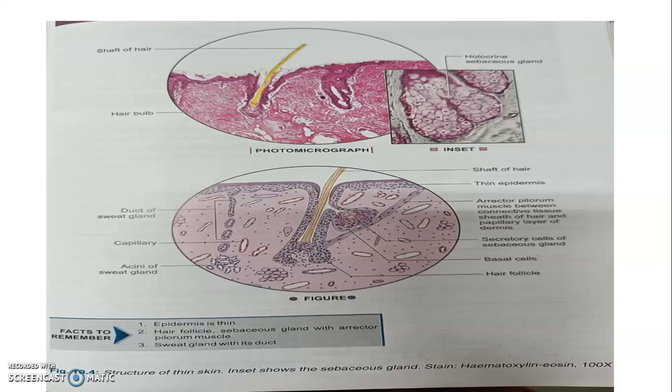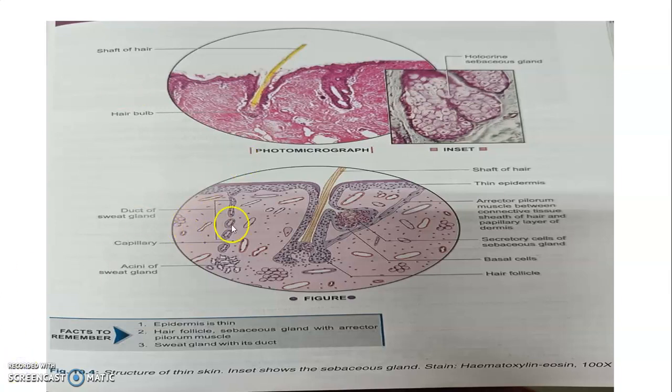The cells lining the secretory part, or acini, are columnar and they rest on the basement membrane. So the lining is columnar. Between the basement membrane and the lining acinar cells are a few myoepithelial cells which help in expulsion of the secretion.